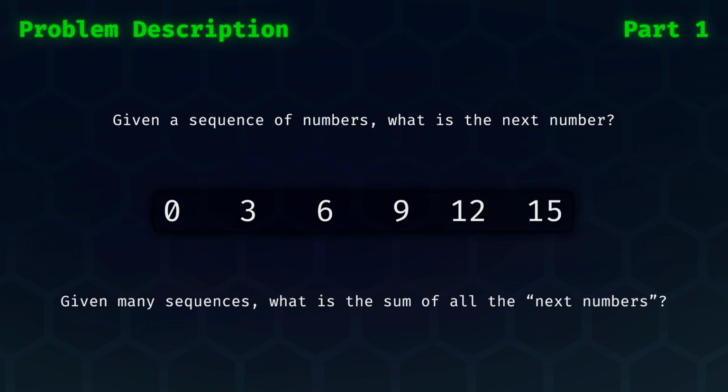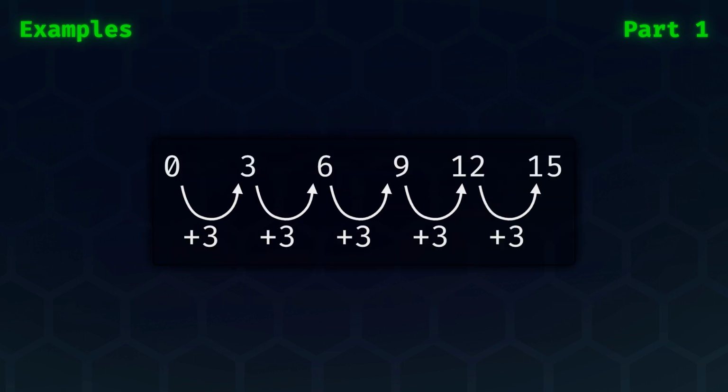Let's jump straight into the examples. As part of today's problem, we get some instructions on how the algorithm works to infer this next number. Given a list of numbers, you can construct a new list of numbers containing the signed differences between the adjacent numbers. In this example, this would be +3 at every step.